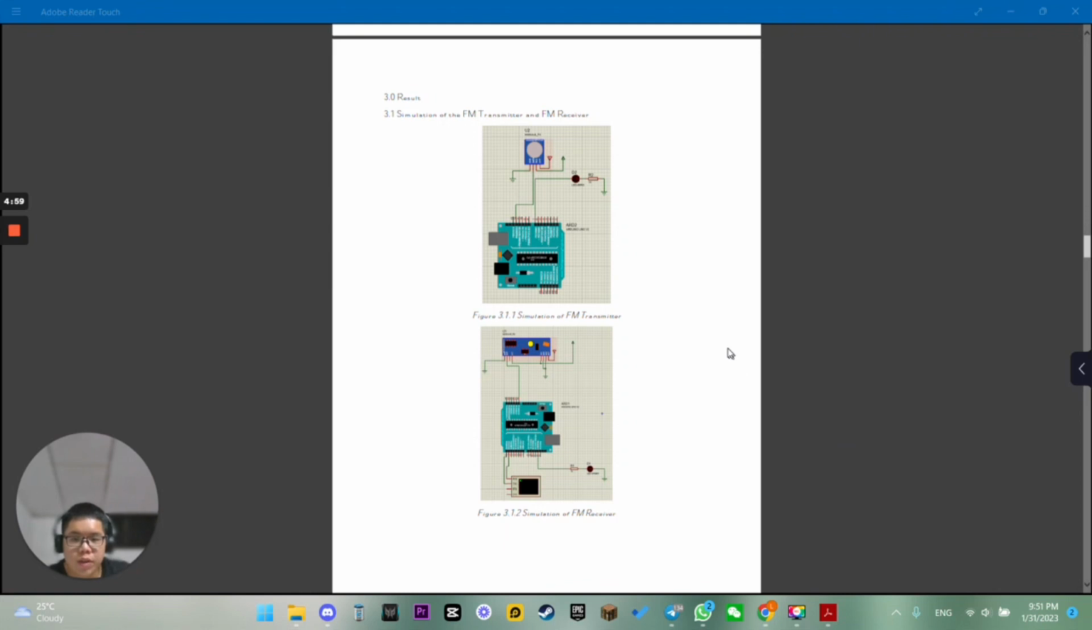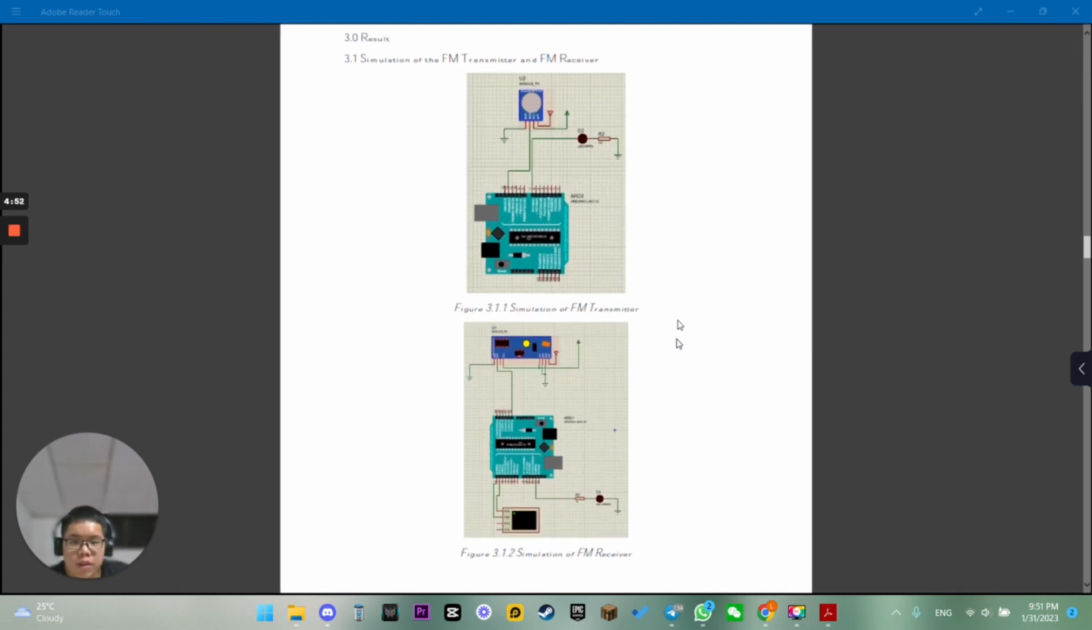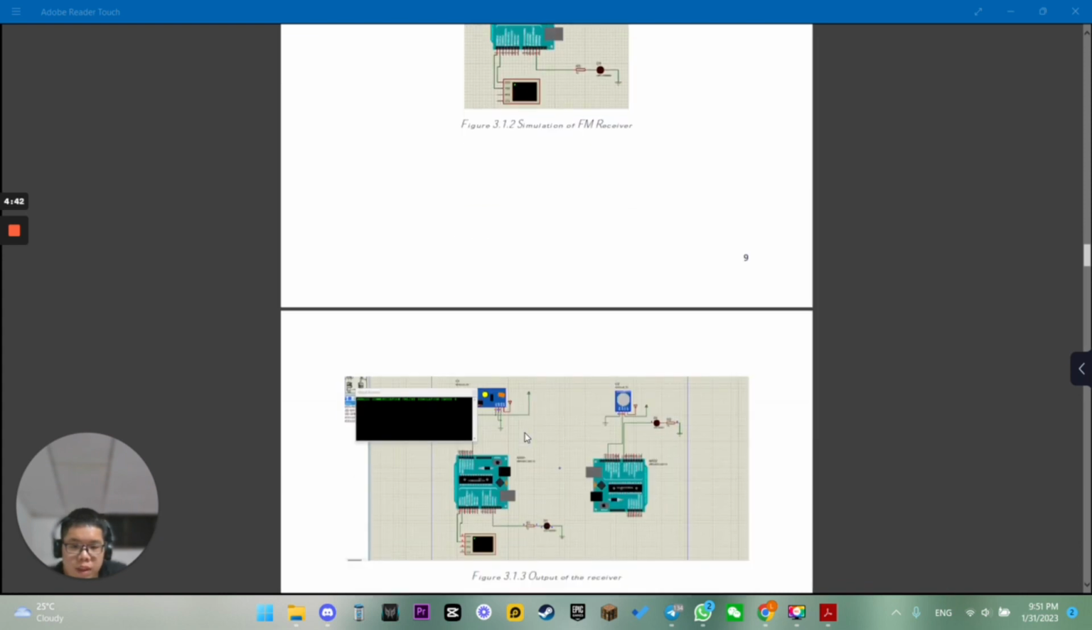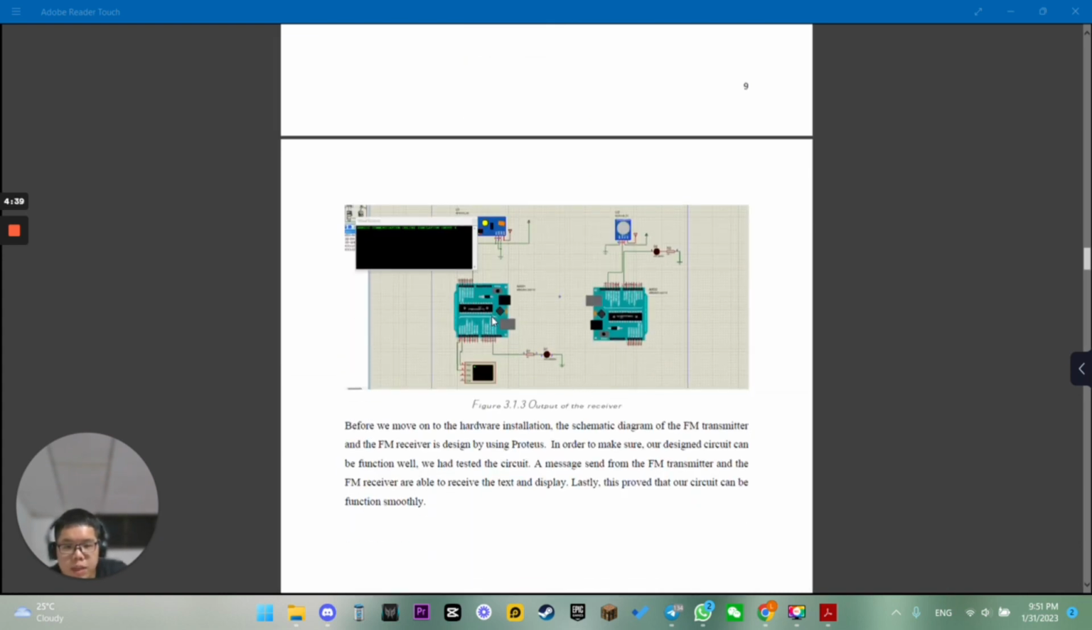Salam, doctor. I'm Lim Kee Han. I'm going to explain the result part of our report. First of all, we simulate the circuit using Proteus. Here is the simulation of the FM transmitter and the FM receiver. The FM transmitter will send a message and the receiver will receive the message and display it.